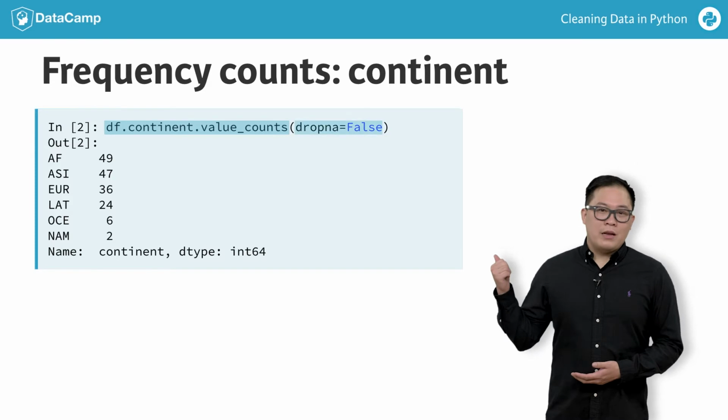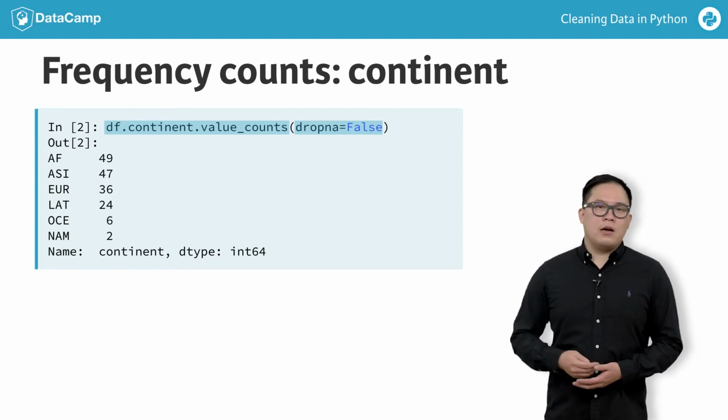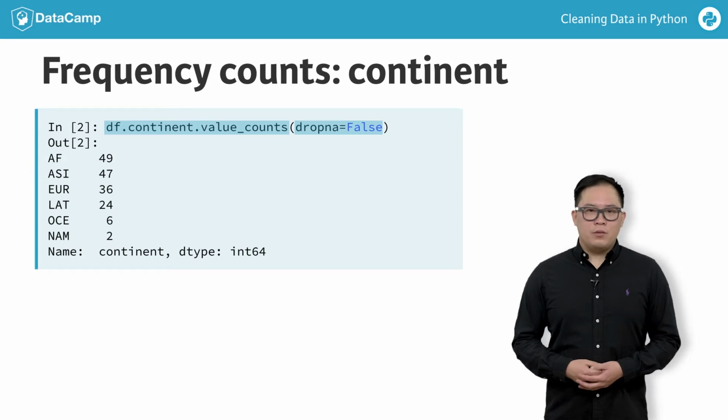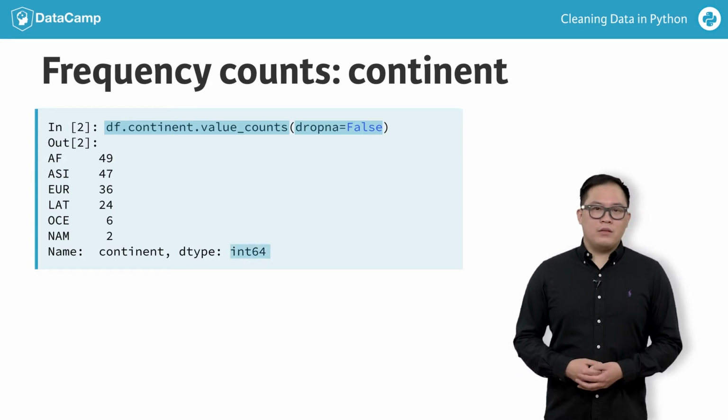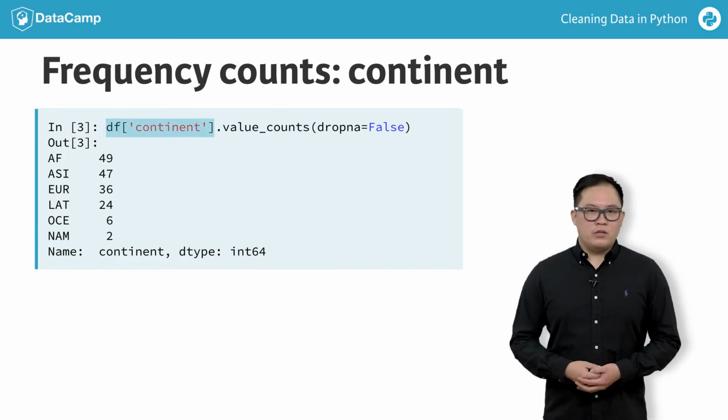I like to use the dropna equals False parameter since it will also count the number of missing values if there are any. The continent column does not have a missing value, so none will be reported. Value counts will print out the counts for each unique value of a column in descending order. Note that even though we counted a column of the object dtype, the results of value counts will be of dtype int. Another way we can select columns is using the bracket notation. Here's the same code and output as before, this time using bracket notation to select a column.